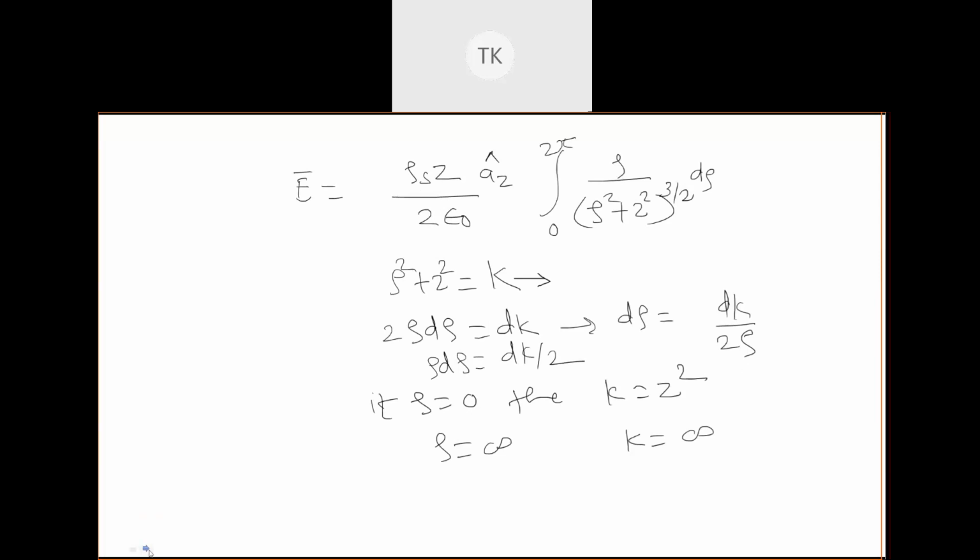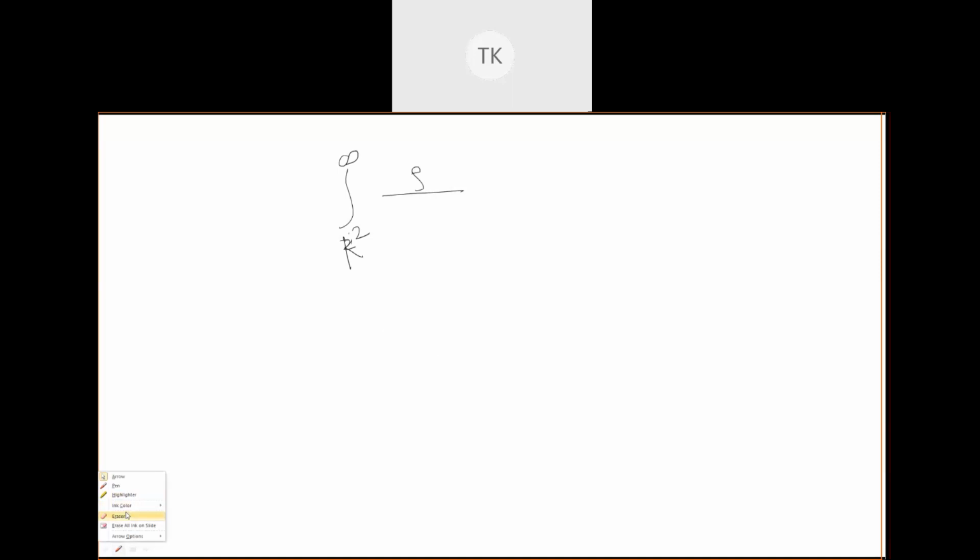So in the next slide, just let me erase first. I will write down the first equation here, and after that I will solve.